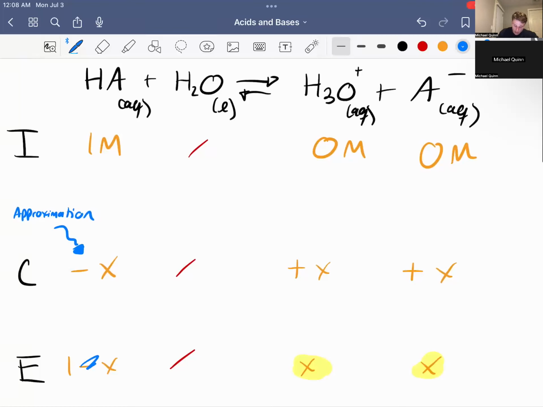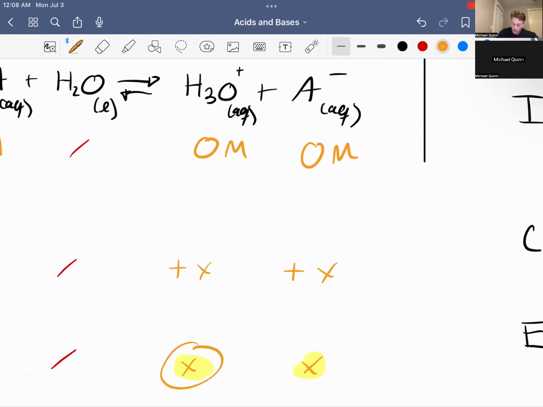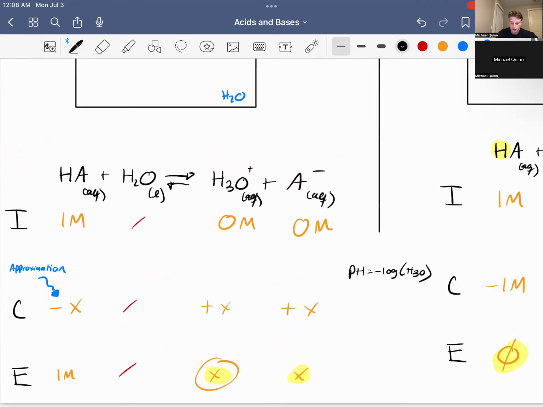So what we do is we simply get rid of it. So we make an approximation that because it's weak and it really barely reacts, we can approximate that whatever we lose, 1 molar minus that is still 1 molar. So we can call this 1 molar. And say we are trying to solve for the H3O plus concentration at equilibrium, which we could use to get pH. pH is negative log of H3O. So if the question was asking to find pH, it would be important to be able to solve for the H3O plus concentration at equilibrium.